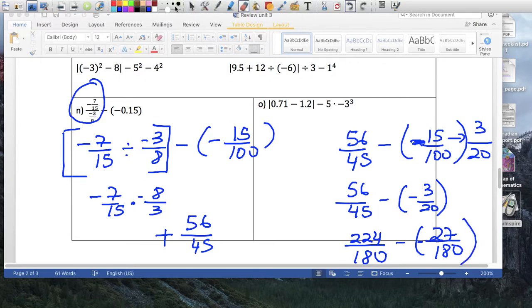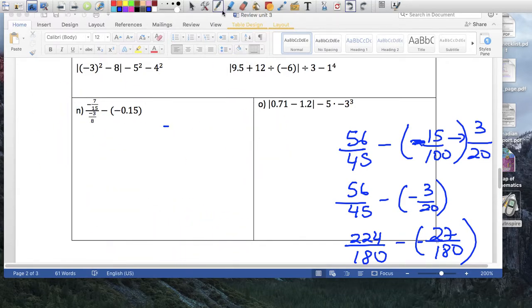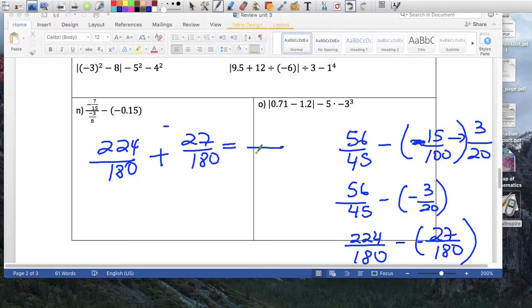So let me erase, because I need a little bit more room. So I get over here 224 over 180. Change that to an addition problem. It's going to be plus, the opposite of the second one, which is 27 positive over 180. It becomes very simple. 180 is my denominator, and on top, 224 plus 27 is going to become 251. Change that to a mixed number. 180 goes into 251 one time, and you have 71 left over 180. And that's that. Okay.